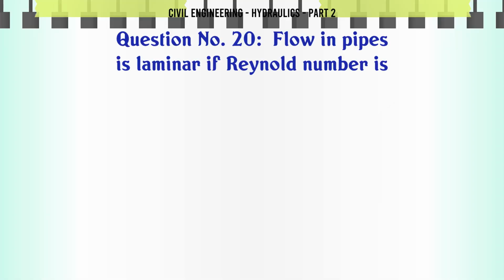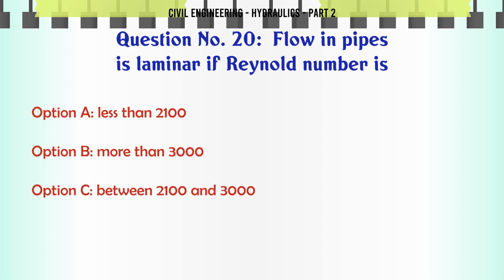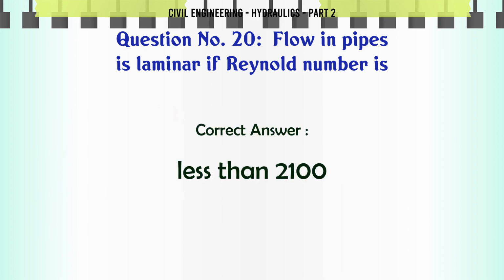Flow in pipes is laminar if Reynolds number is A. less than 2100, B. more than 3000, C. between 2100 and 3000, D. none of these. The correct answer is less than 2100.